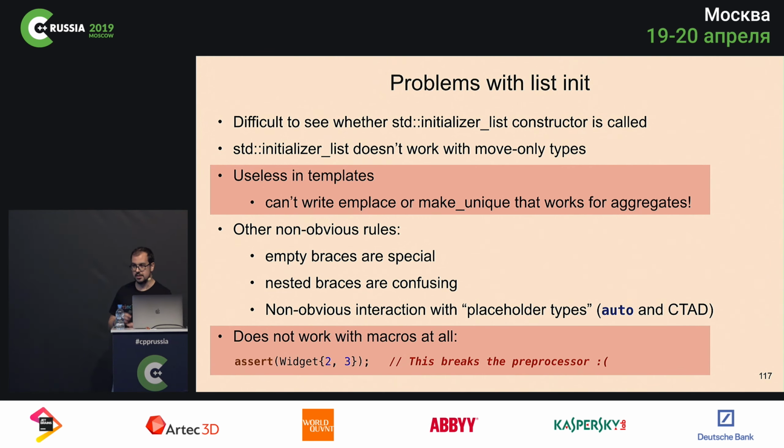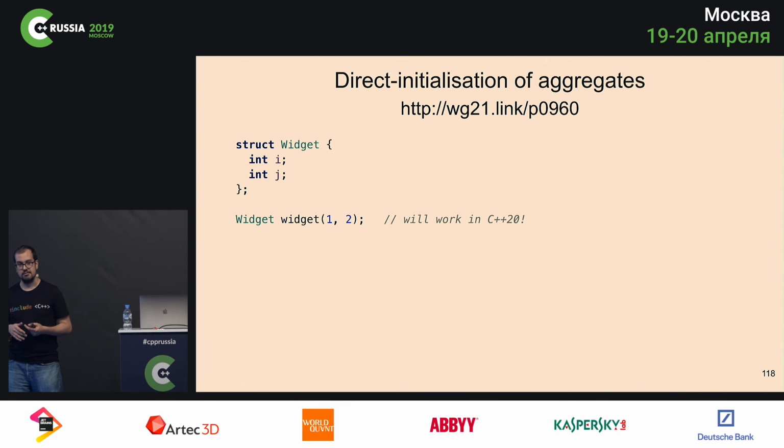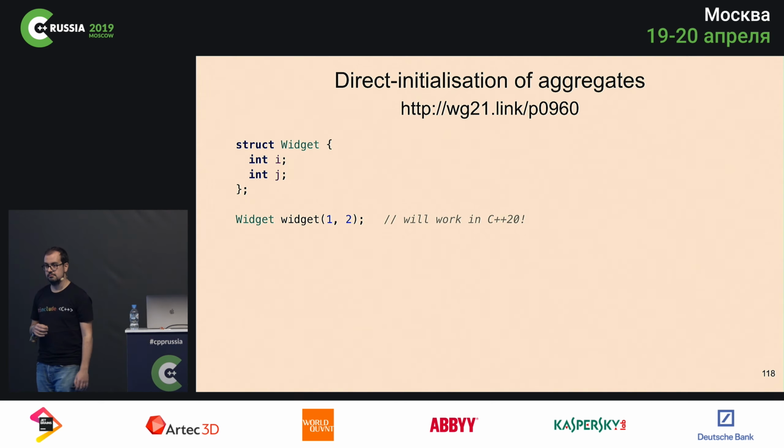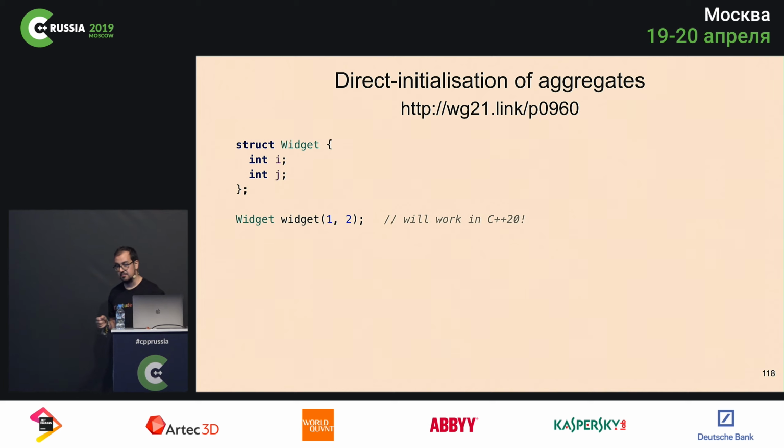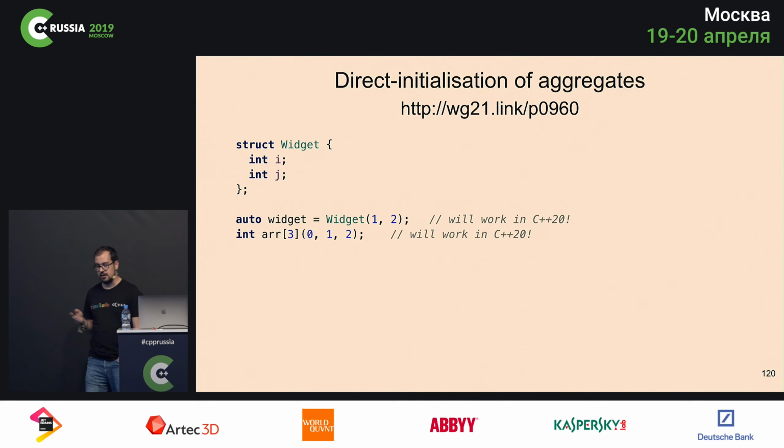And both of these problems are going to go away in C++20, because in C++20, you can direct initialize aggregates, which means you can use aggregate initialization with parens instead of curlies, which is great because now you can finally write emplace and make_unique for aggregates, which is really useful if you're writing a library. So this will work in C++20. This is aggregate initialization. Of course, you should write it like that, right? Remember, always auto. And then it also works with arrays, so you will be able to initialize an array like this.